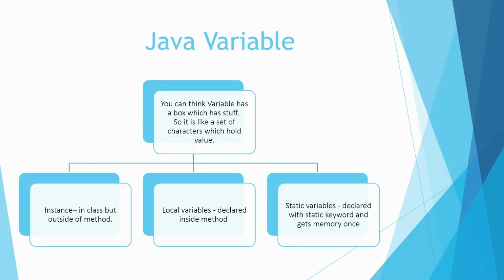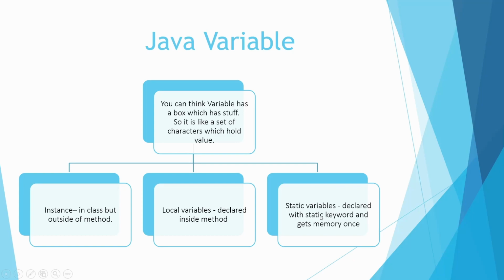Let's go ahead. Now coming to Java variable. So what is a Java variable? It is just like a box in which you can store a value, store stuff. There are three types of variables: instance variables, local variables and static variables. An instance variable is inside the class but outside the method. A local variable is declared inside the method; outside it, it is not identified.